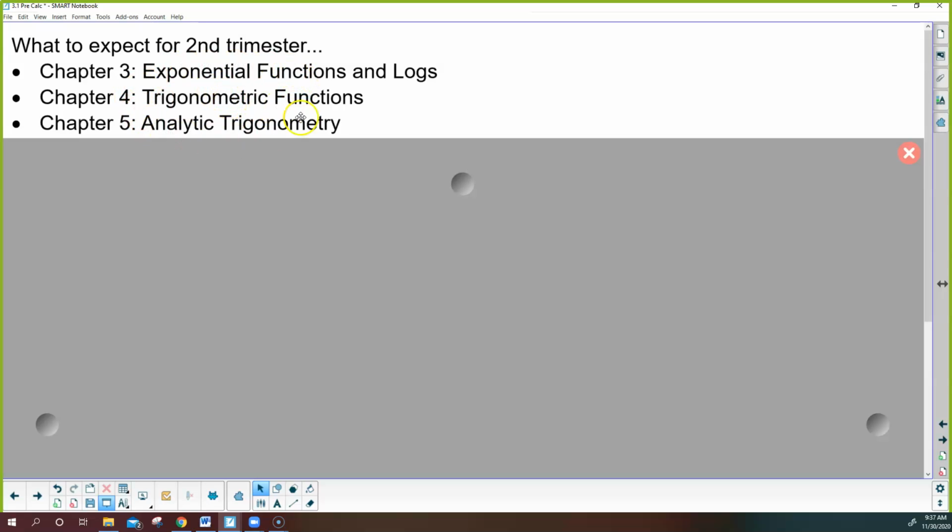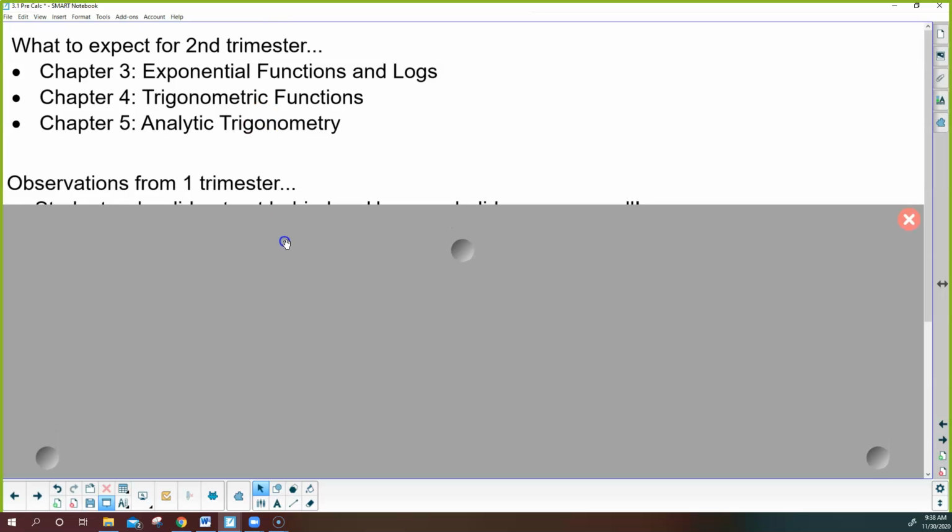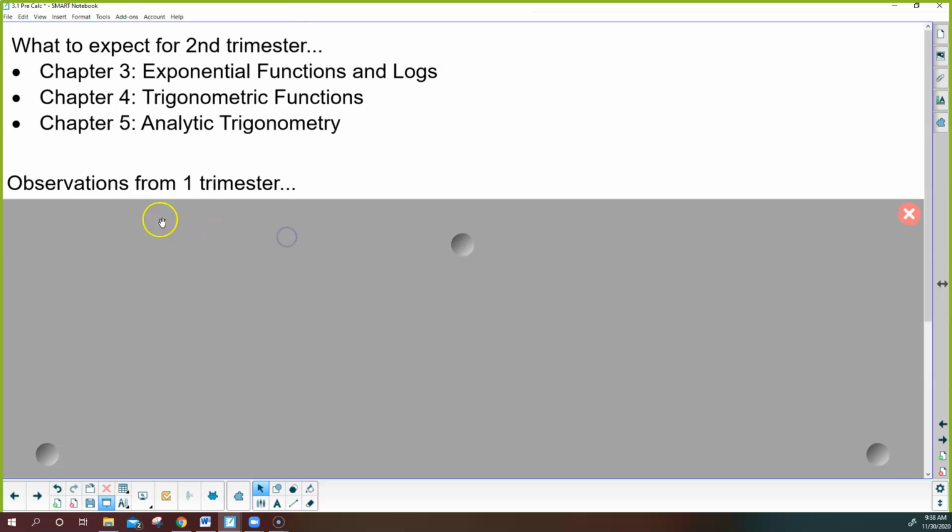But the part I want to really hit home right now is if you're going to take calculus next year, it is 100% assumed that you have mastered these skills going into calculus. So I really want you to understand that for this trimester, we are setting the foundations so you can do well in calculus.